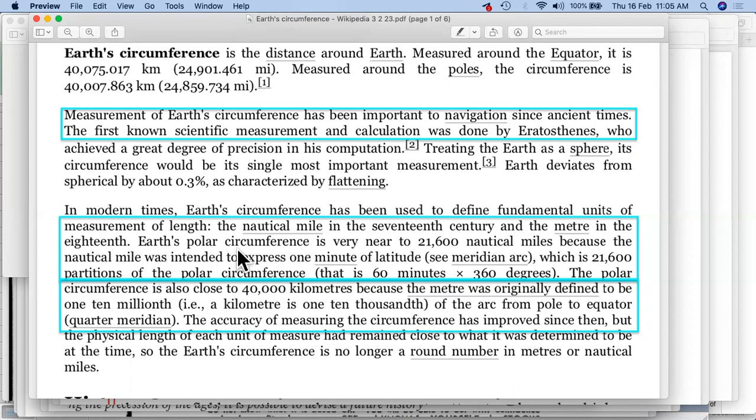First of all, Earth's polar circumference is very near to 21,600 nautical miles. Now, just to emphasize why this number has been taken as 21,600, there is a logic behind that. Let's try to understand that logic. Because the nautical mile was intended to express 1 minute of latitude, right? So what is 1 minute? It comes down to around 60, right? So this is the calculation, which is 21,600 partitions of the polar circumference.